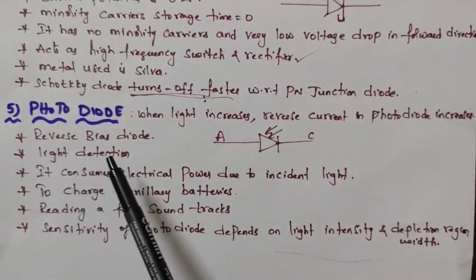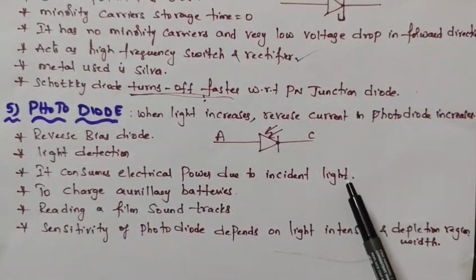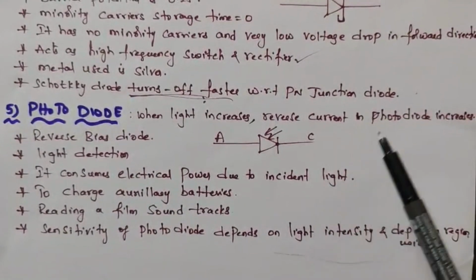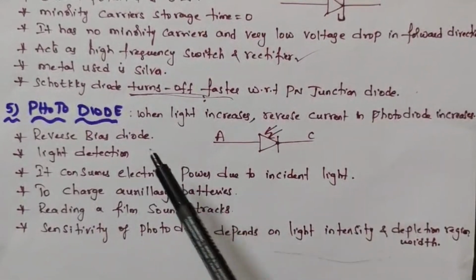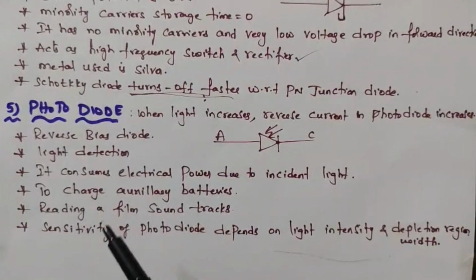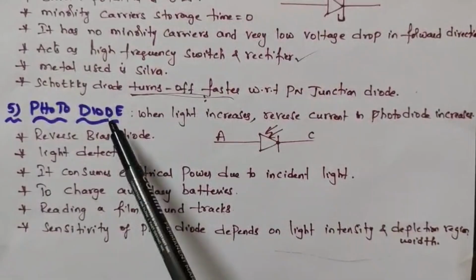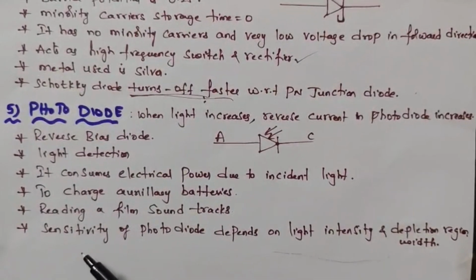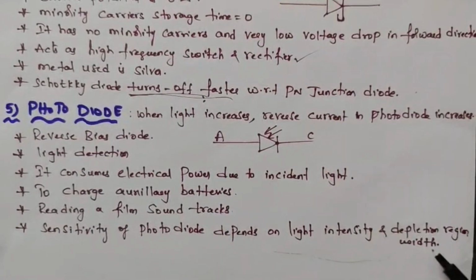It is used to detect light, and it generates electrical power due to incident light. Okay, incident means the incoming light. To charge auxiliary batteries, which diode will you use? The photodiode. And to read film soundtracks, which diode would you prefer? It is the photodiode. And the sensitivity of the photodiode depends on light intensity and depletion region width.